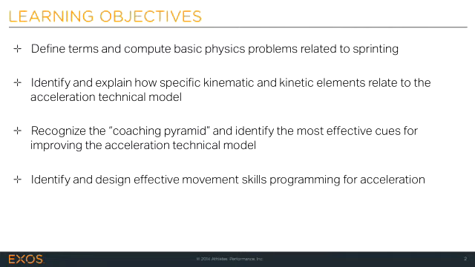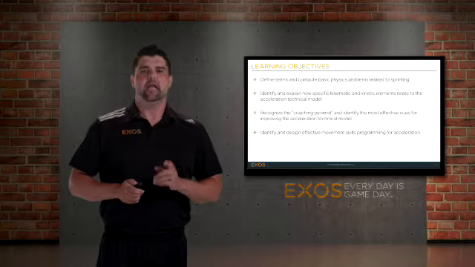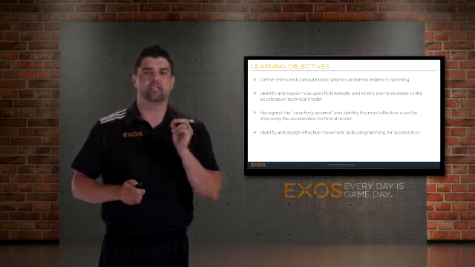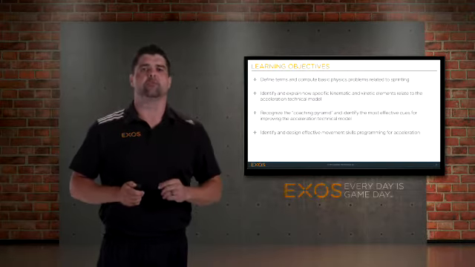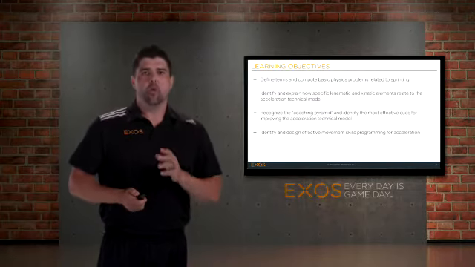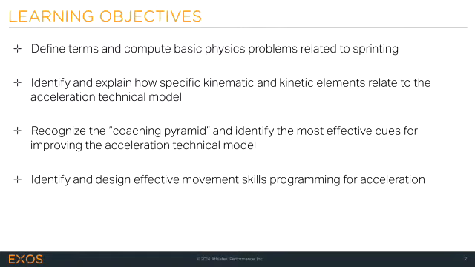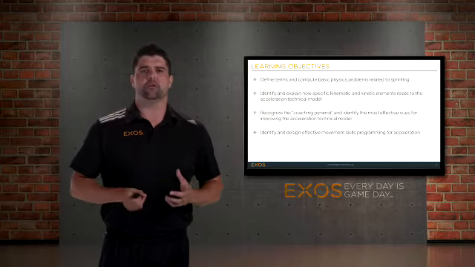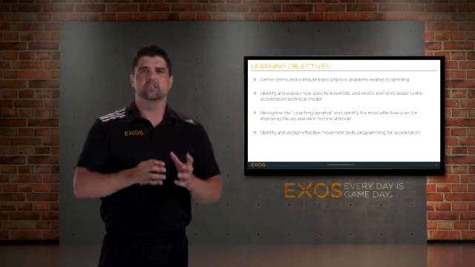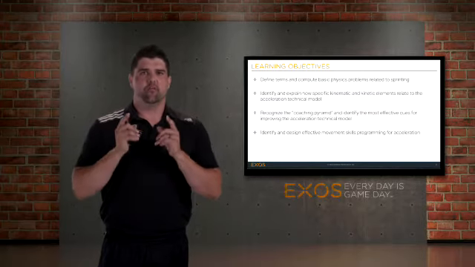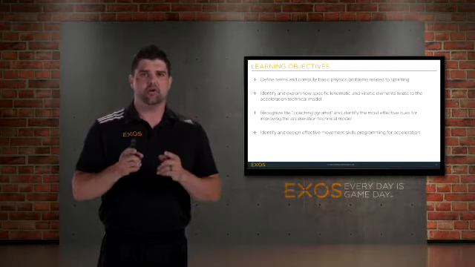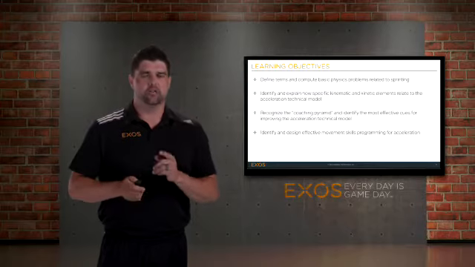From there, then, we want to identify and explain how specific kinematic and kinetic elements relate to the acceleration technical model. And again, kinetics and kinematics relative to the acceleration model will also highly relate to our absolute speed model. We then want to specifically recognize the coaching pyramid and identify the most effective cues for improving the acceleration technical model. All throughout this certification, we want to tie the what to the why and the how. Therefore, giving you the coaching insights that we use here at Exos to actually improve these movement skills is critically important.